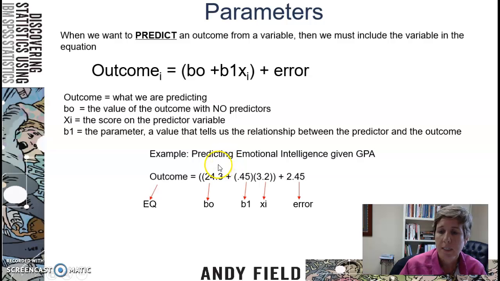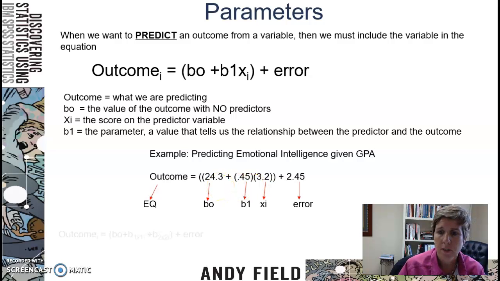Okay, so given my sample, on average, this group's emotional intelligence is 24.3. However, Jane has a 3.2 GPA. It's got a coefficient here of 0.45, which is the relationship between the predictor variable and the outcome. And I've got a level of error of 2.45. Okay, so in this equation, I'm using parameters to predict the outcome. In the previous example, if I had no predictors, your B0 represents the outcome.